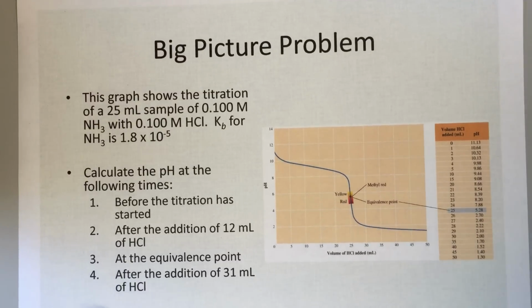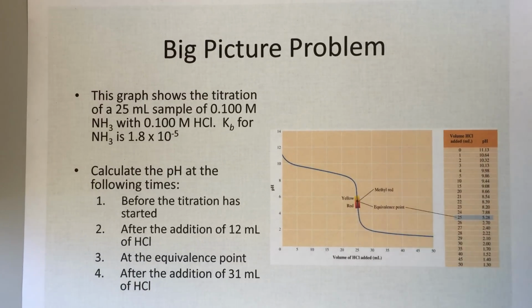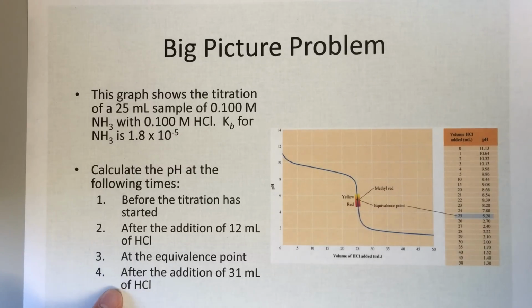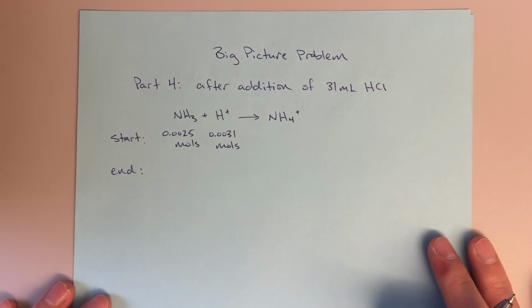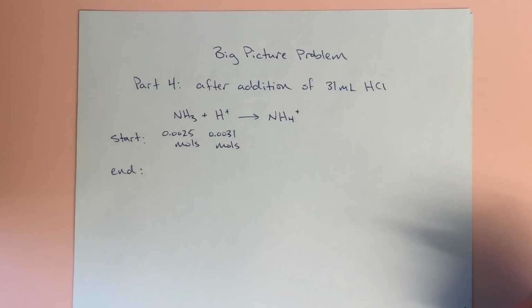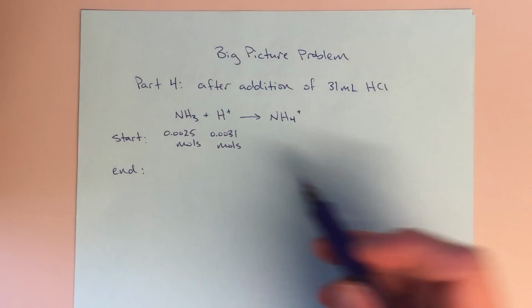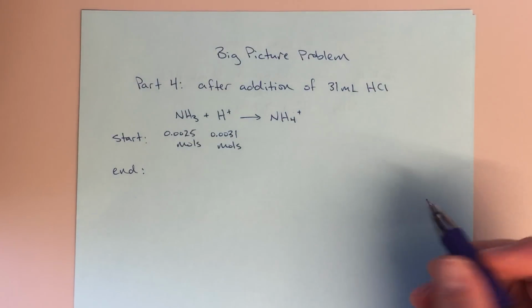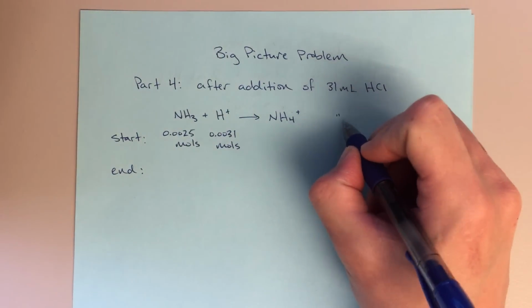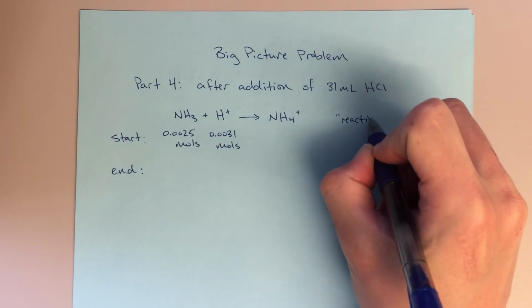Alright, so this last video is to solve for the pH after the addition of 31 milliliters of HCl. So this is part 4. And in this case, it's a little bit different of a problem. We, again, are going to start by thinking what is going to be in solution and do our limiting reactants for stoichiometry work first. So this is our quote-unquote reaction that goes to completion, right?